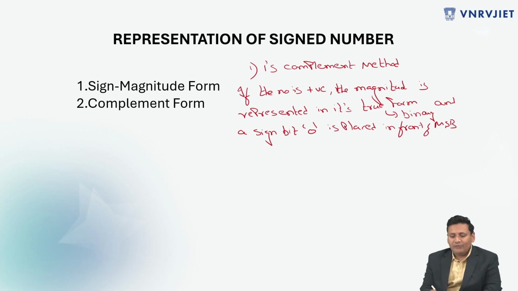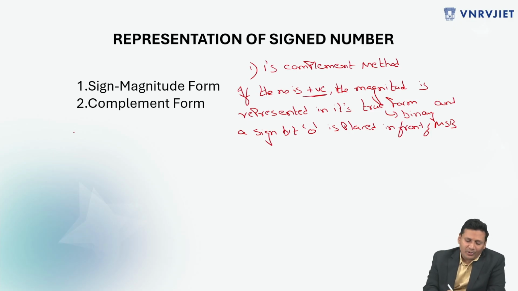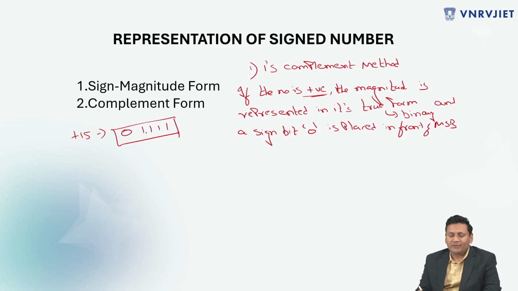Clear? So if you observe properly, for the representation of a positive number, the method is almost similar. If I want to represent plus 15, I'll place a 0, then 1, 1, 1, 1. That's it. This is the method of representing plus 15. If you observe properly, in the ones complement method there is no change for representing a positive number. Why there is no change? If you observe the previous method, that is the sign magnitude form, where did the problem come?